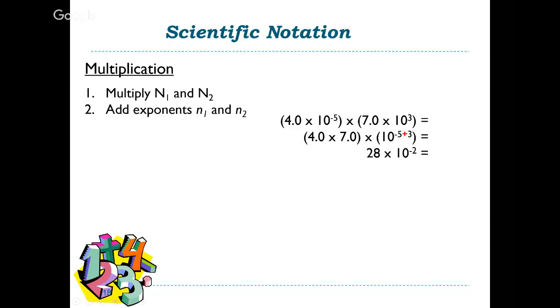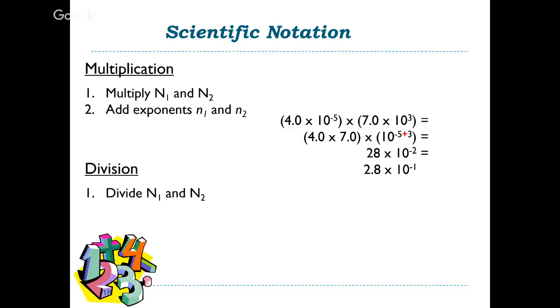Now, this is not a way to leave our number in scientific notation because this is not a number between 1 and 10. So we simply move our decimal point to the left. And that is going to change our value then to 2.8 times 10 to the -1. How did we get that? Because if we've moved it to the left, we know that that would mean multiplying by a factor of 10. So 10 to the first power times 10 to the -2nd power gives us a 10 to the -1 power.